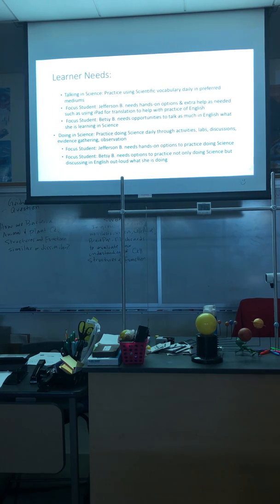And lastly, they need to be able to do science. All students need to be able to do science. And what that means for me, I believe, is giving them practice doing science through activities, through labs like the ones we're currently doing, gathering evidence, making observations. And for Jefferson, this is going to be a lot of hands-on practice. And for Betsy, it's not just going to be doing science, but really discussing, thinking out loud, and sharing with me what she is actually doing.